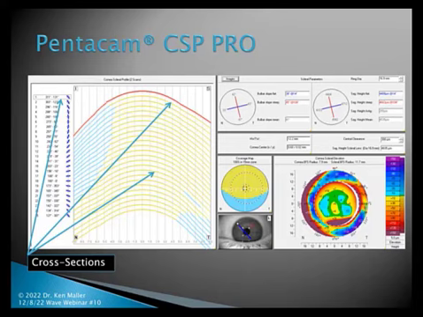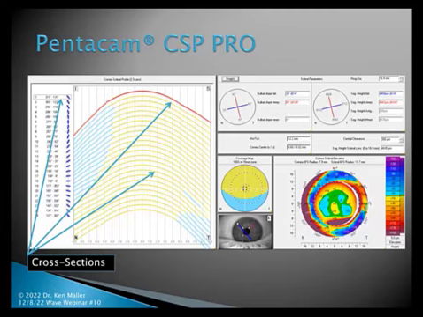And then as you look down, you can see that there are various different angles that those lines are heading down south at, and that's because those are actual sagittal measurements of those cross sections, with steeper meridians approaching the lower portion of the screen faster and flatter meridians approaching it slower.